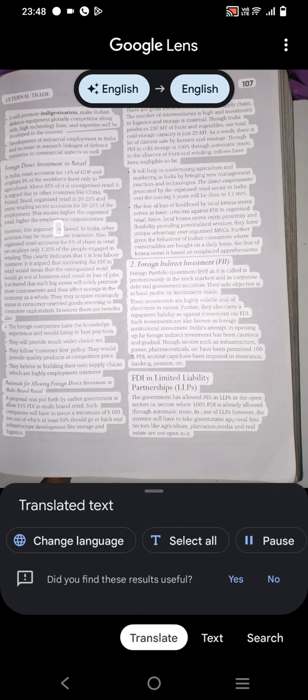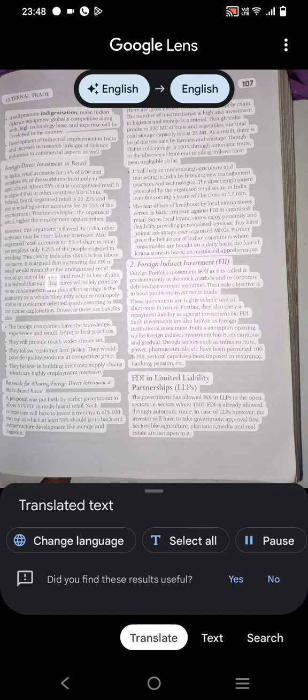However, this argument is flawed. In India, other activities may be more labor-intensive. Also, organized retail accounts for 5% of share in retail yet employs only 1.25% of the people engaged in retailing. This clearly indicates that it is less labor-intensive. It is argued that increasing FDI in retail would mean that the unorganized retail would go out of business and result in loss of jobs.